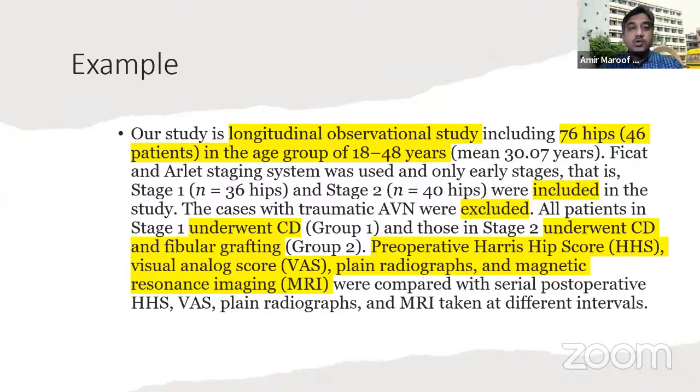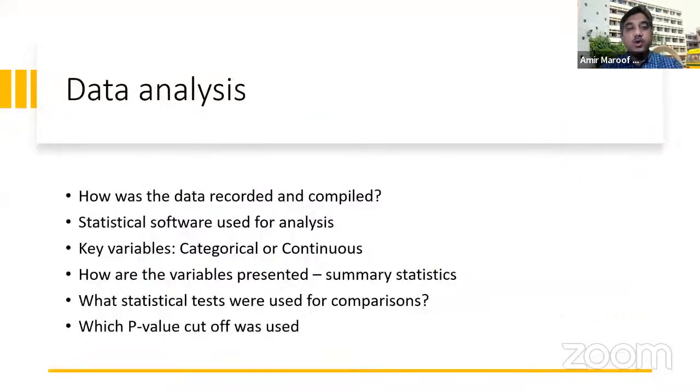in the methodology section. So after the methodology section, you go on to data analysis. Now data analysis consists of these points, mainly: how the data was recorded, how it was compiled, what statistical software was used for analysis, what the key variables are, categorical variables or continuous. Categorical are basically those which are in categories like gender, male, female. It's a category. Continuous is like age, blood pressure, systolic blood pressure, or like force.